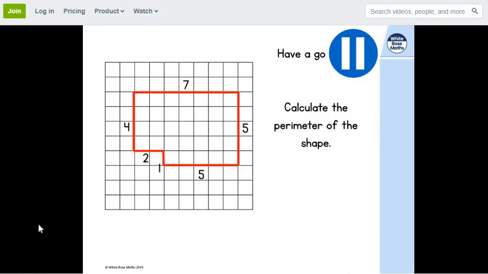Okay. Hopefully, you could either label up the lengths or just visualize them. So we could do 7 plus 5 plus 5 plus 1 plus 2 plus 4, which was 24 squares, is the perimeter of the shape.